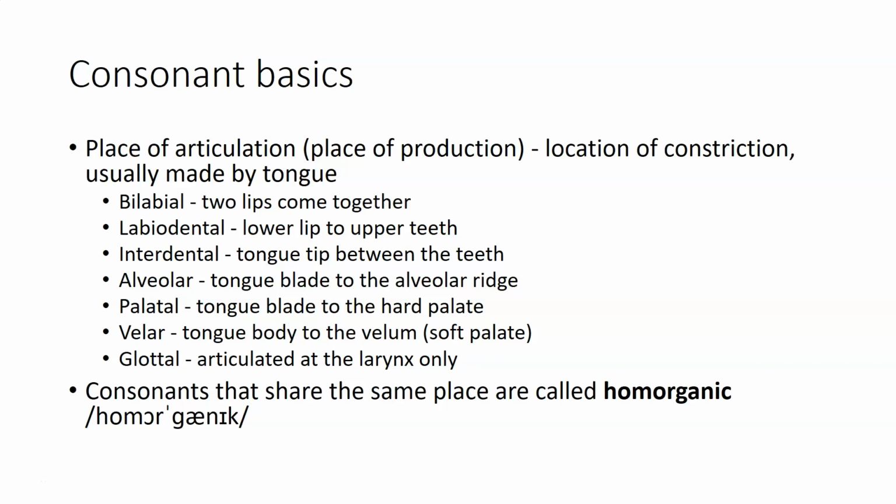In alveolar consonants, the tongue tip or blade is brought close to the alveolar ridge just behind the teeth. In palatal consonants, the tongue blade is brought up against the hard palate. For velar consonants, the tongue body is brought close to the velum or the soft palate. The glottal consonants have articulation within the larynx only. Consonants that share the same place of articulation are called homorganic consonants.